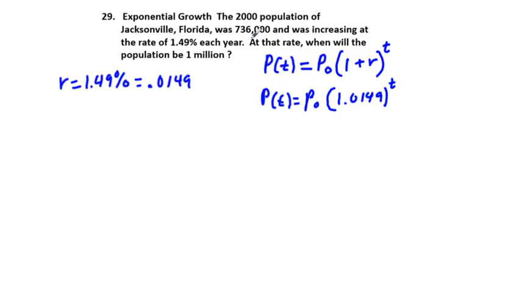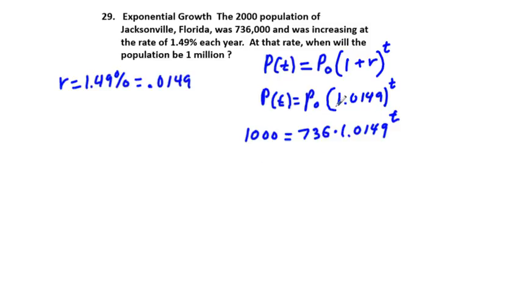P sub t, we're interested in our final population being 1 million. So I'm going to put in 1,000 equals 736 times 1.0149 to the power of t. Now, where did I get 736 when this says 736,000? Well, the reason is that I'm a little bit lazy. I didn't want to write as many zeros, because I know that the ratio of 736,000 to 1 million is the same as 736 to 1,000. And it's going to be readily apparent when we solve for t.